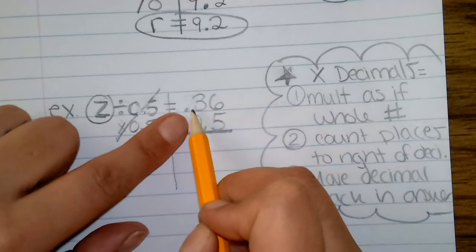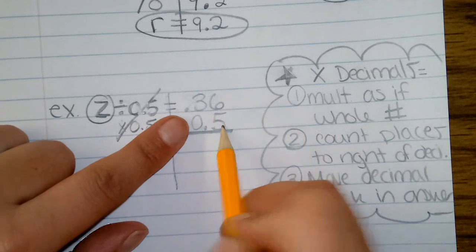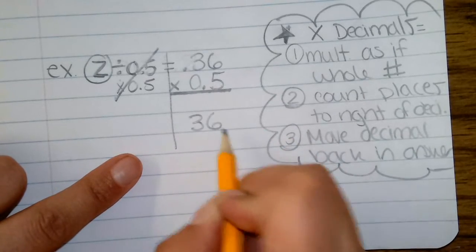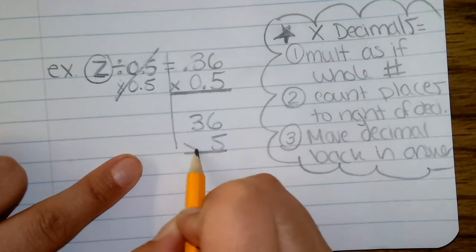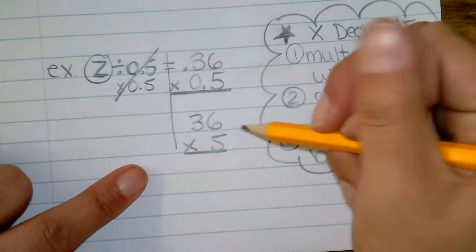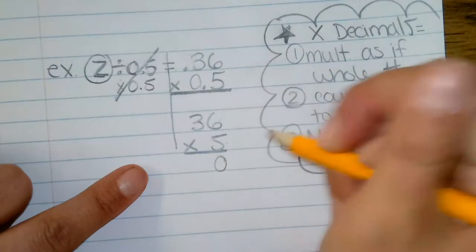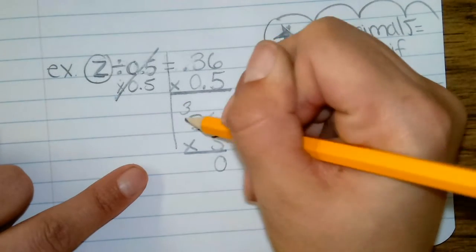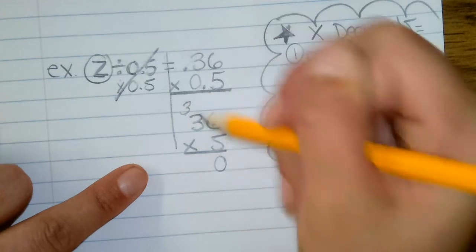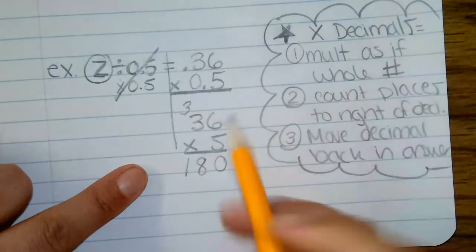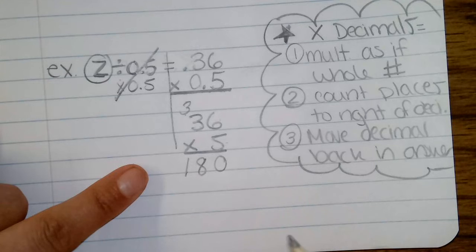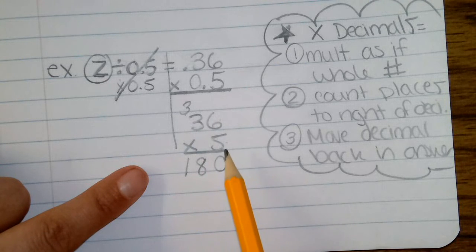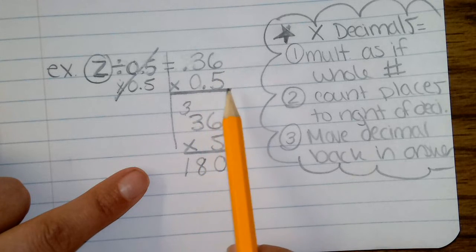So I would pretend that this is 36 times 5. So I'm actually just going to rewrite that down here. 36 times 5. Okay, so let's go ahead and multiply. What's 6 times 5? I know that is 30, carry the 3. And what's 5 times 3? That's 15 plus 3, 15, 16, 17, 18. So if I did 36 times 5, I get 180. But I have to remember that this is not 36 times 5. It's actually 36 hundredths times 5 tenths.